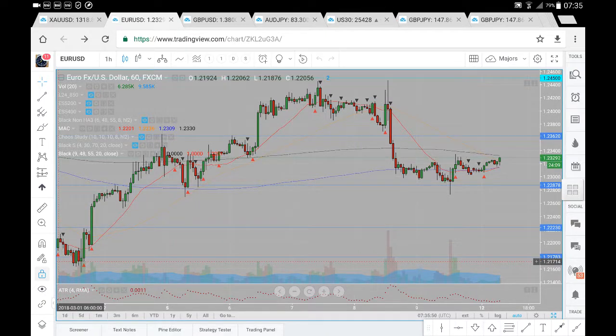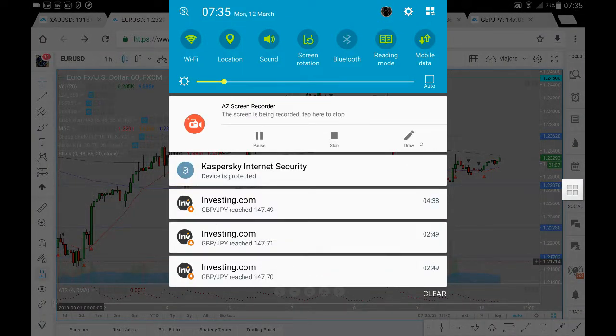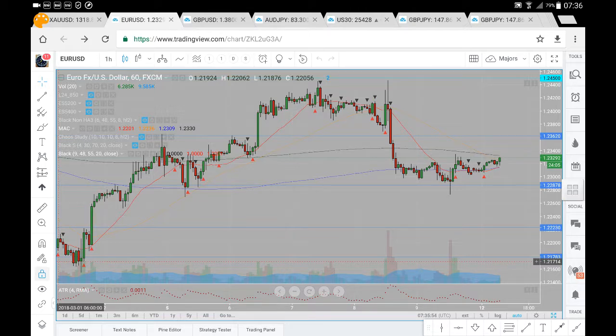So this is euro dollar analysis for Monday, the 12th of March. Now let's have a look at our prices and where prices are likely to go.